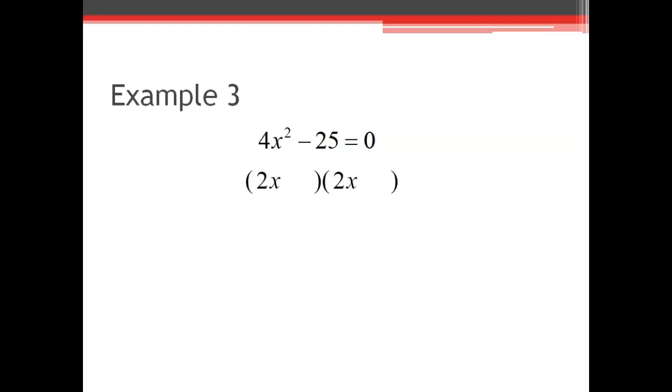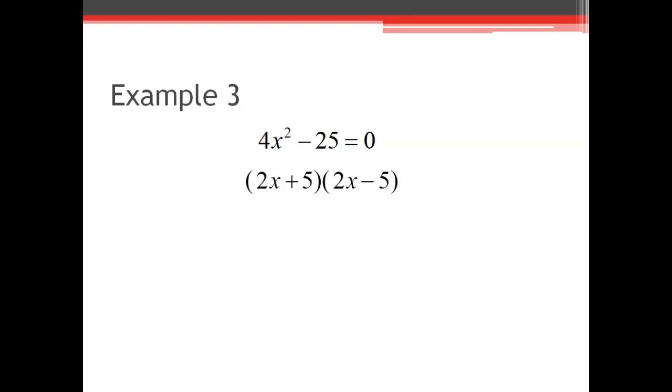Next, we're going to take the square root of 25. We're going to ignore the minus for now. And the square root of 25 is equal to 5. So I'm going to write 5 as the second term in both sets of parentheses. All right, so now we have two sets of parentheses. Now the only thing is that one has to be positive and one has to be negative. So we're going to put plus in one and minus in the other.